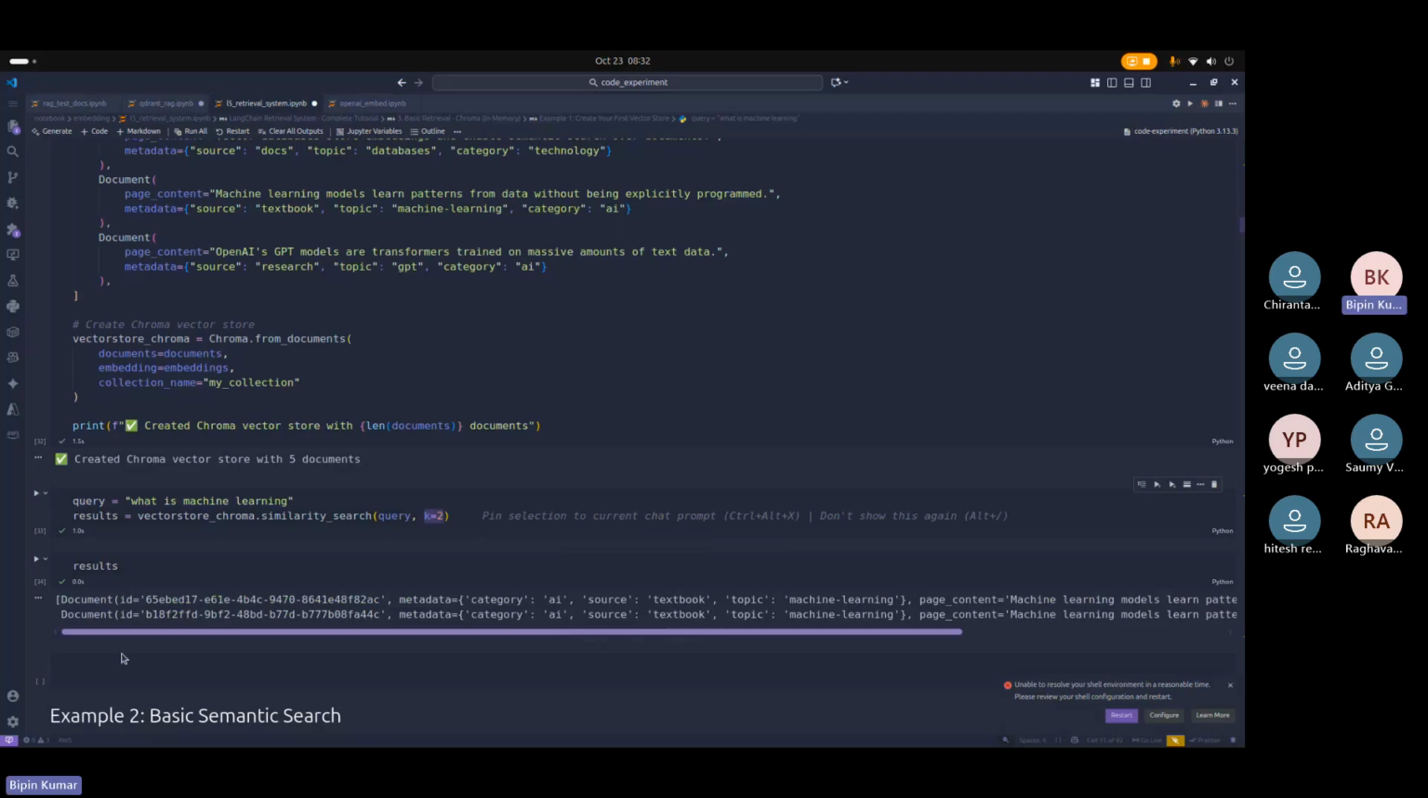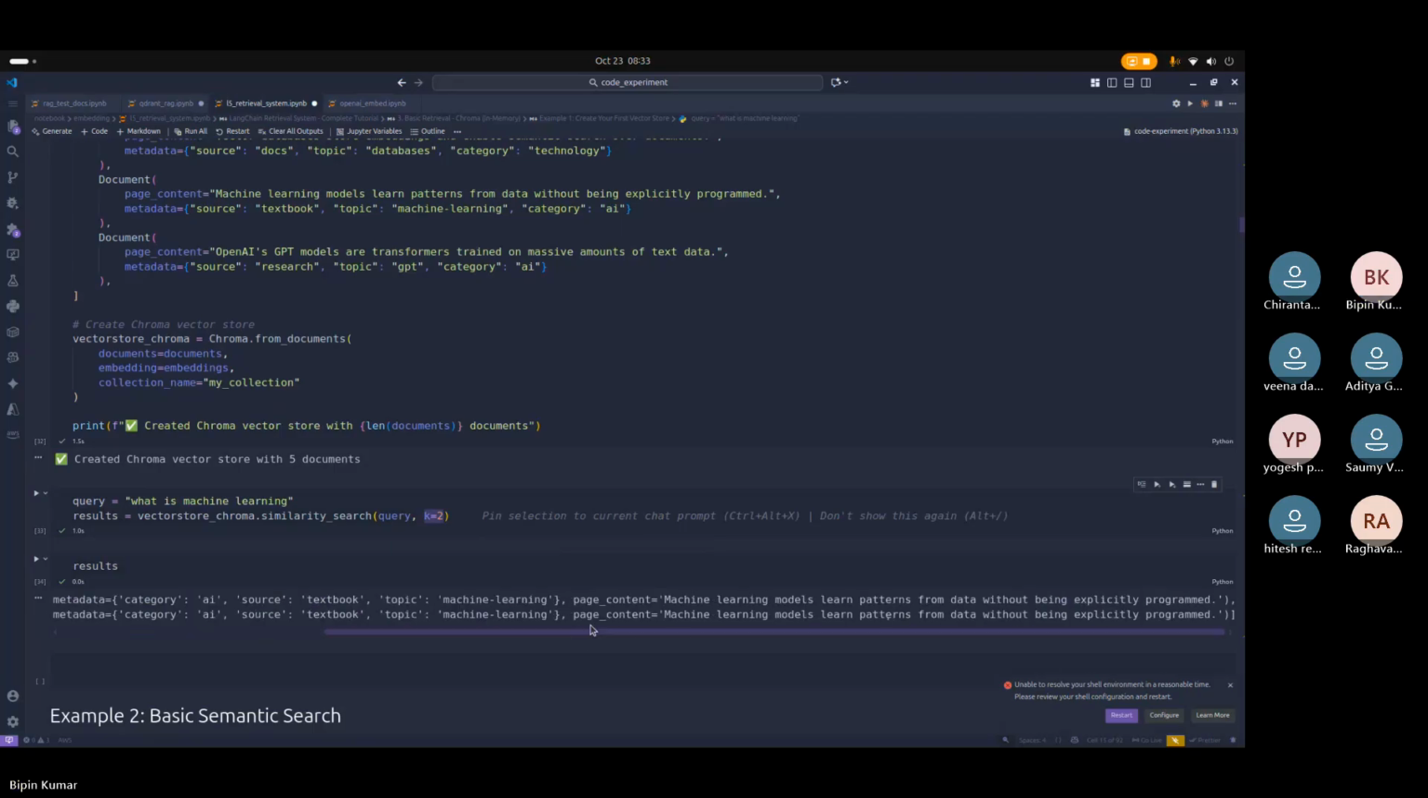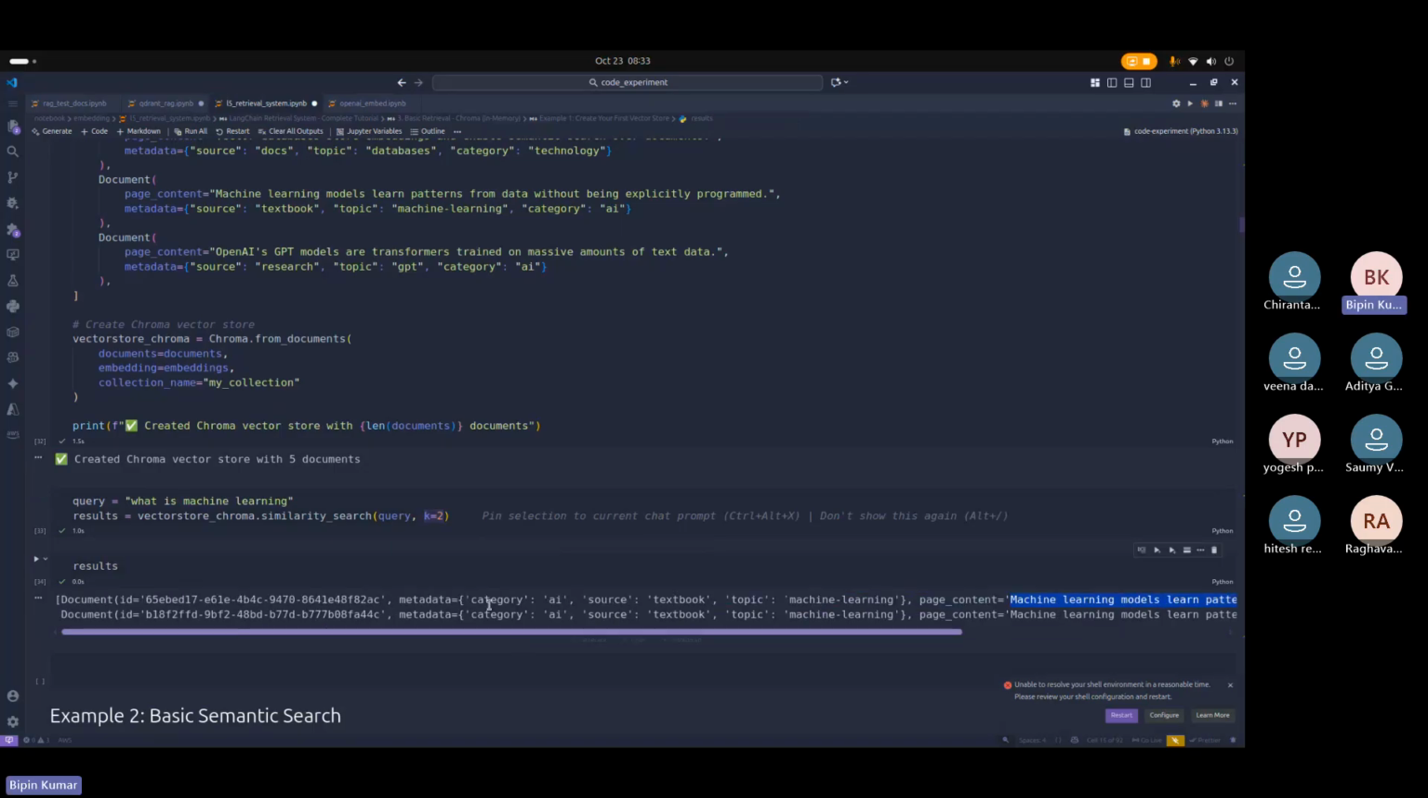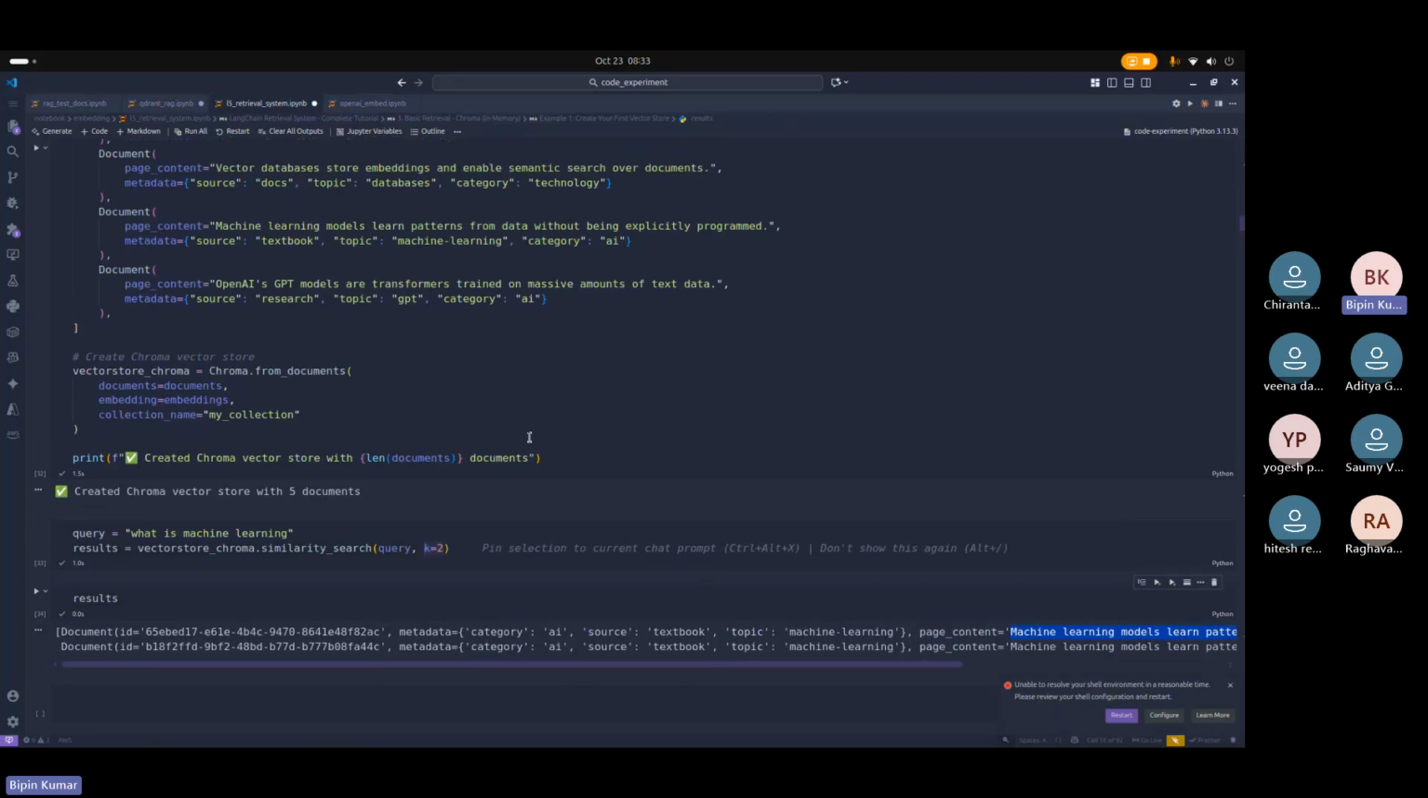So this ID it is internally generating, but see the answer. It provides 2 documents. Okay, so the first document, if you see what it says, machine learning model learn pattern from data without being explicitly programmed.